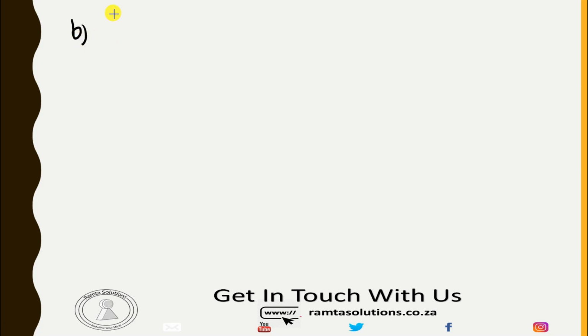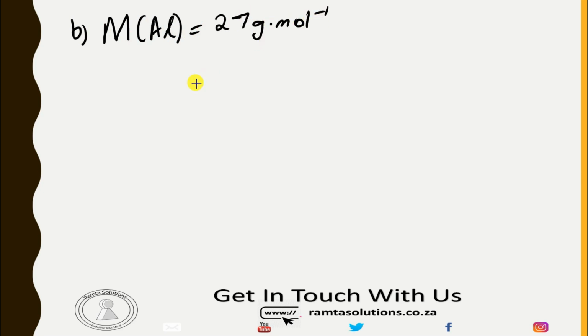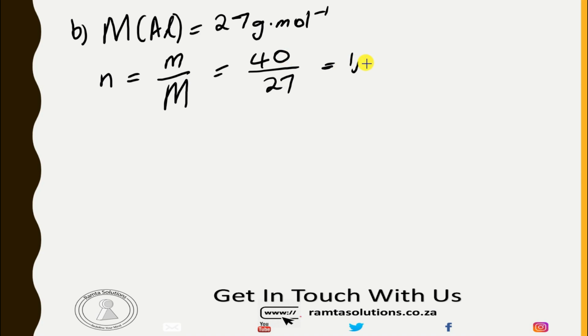Number B, we need the molar mass of aluminium. On our periodic table, it is 27 grams per mole. Now, what is the number of moles of aluminium? It'll be mass over molar mass, which is 40 over 27. Now, let's see. 40 over 27 is 1.48 mole. Okay. So, this is it, guys.